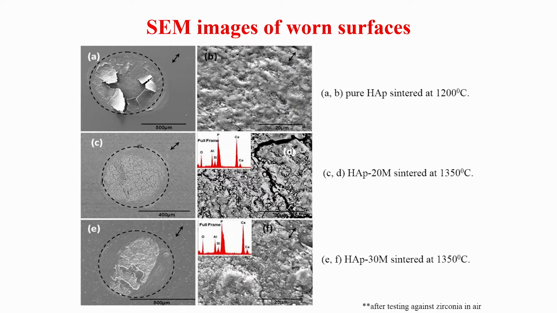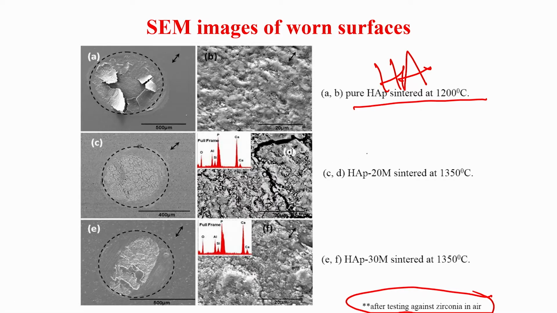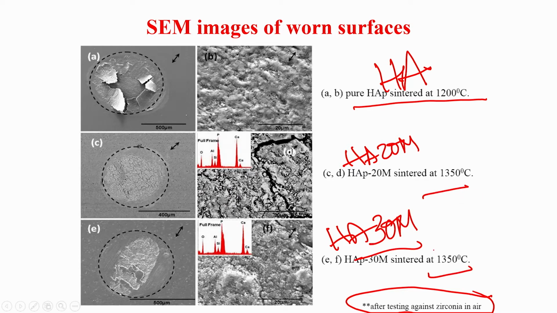So, we always do this scanning electron microscopy investigation or transmission electron microscopy based analysis of the wear debris or worn surfaces wherever it is possible. Now, if you see that first panel, the top one is for hydroxyapatite, which is sintered at 1200 degrees Celsius, after testing against zirconia in ambient conditions. The second one is HA-20M, that is 20 mullite. Third one is HA-30 mullite, that is after sintering at different temperatures, like one is 1200, the second, third one is 1350 degrees Celsius.